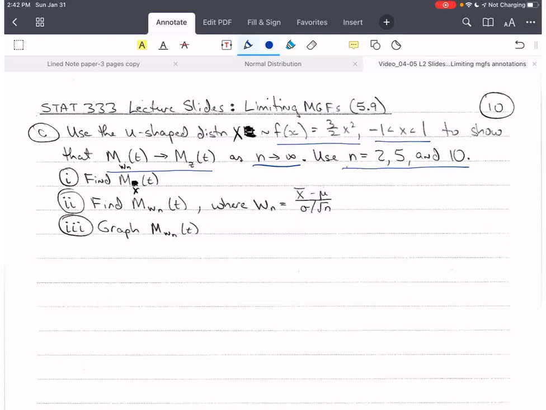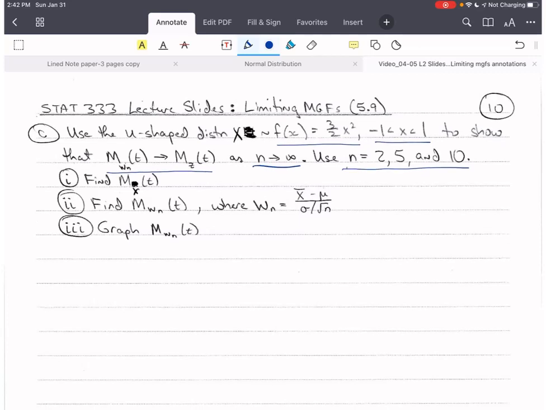We want to first find the moment generating function of x, then the moment generating function of w sub n, where w sub n is given here as our standardized variable, and then we're going to graph the moment generating function of w sub n for the values of n equals 2, 5, and 10. Okay, so let's get started.